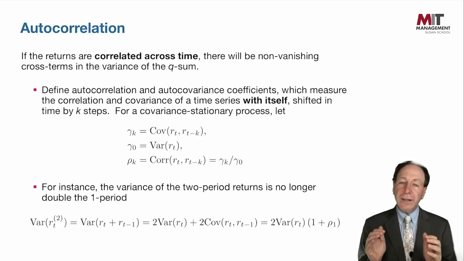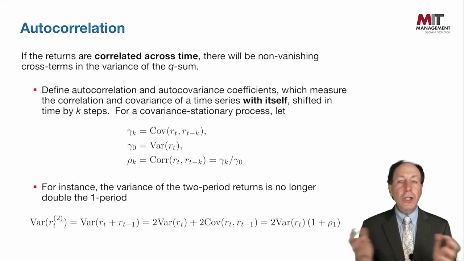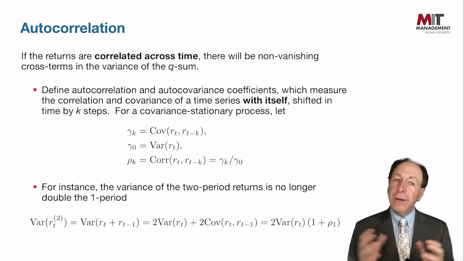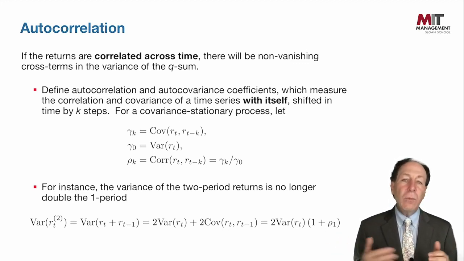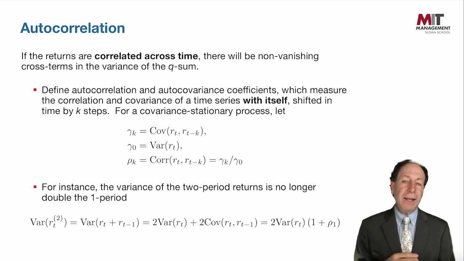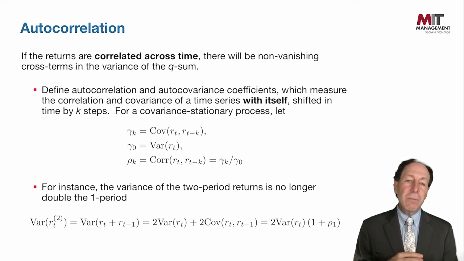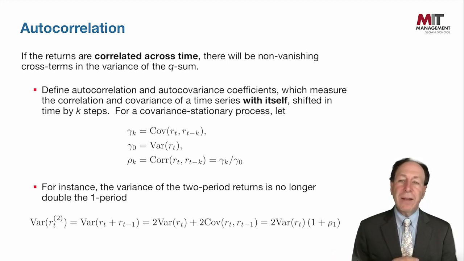So if we're aggregating returns, say Q terms at a time, if they're not independent, then when we compute the variance, the cross terms don't vanish when we take expectations. And that's telling us something important. That's telling us that information is propagating from one step to the next.